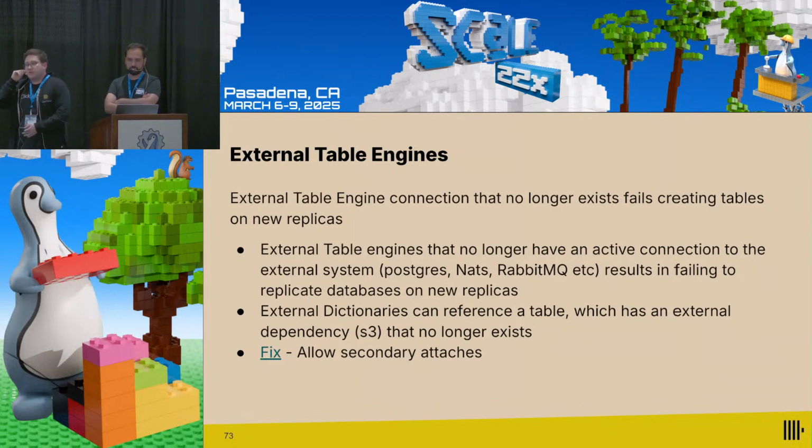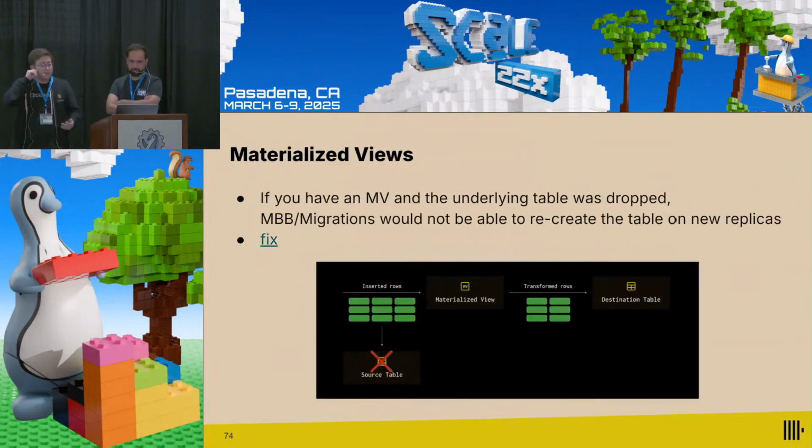And when it tried to run those create table statements, it failed. So to fix this, ClickHouse now has a secondary attach where, when a new replica is added, it's not treating it as the first time it's creating those tables, but rather attaching to tables that already exist, and it doesn't throw those errors.